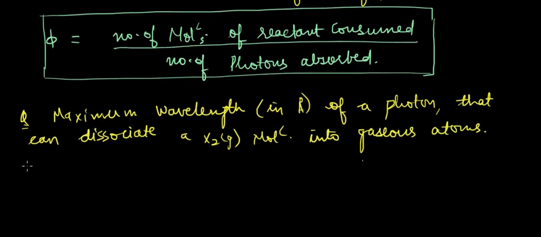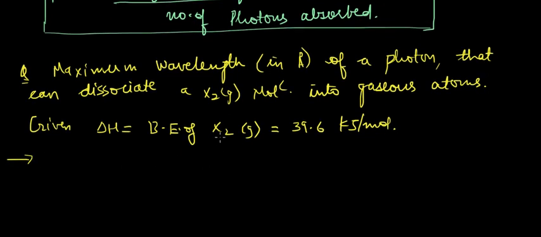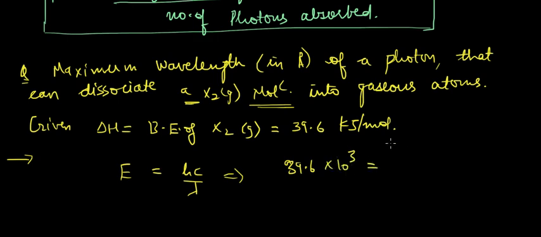Okay, you have been given that delta H, the binding energy of X2 gas, is 39.6 kilojoule per mole. So you have to calculate the wavelength. Obviously energy equals hc by lambda. Please remember that we are just talking about a molecule. So energy is already given to you, 39.6 kilojoule per mole, or 39.6 into 10 power 3.